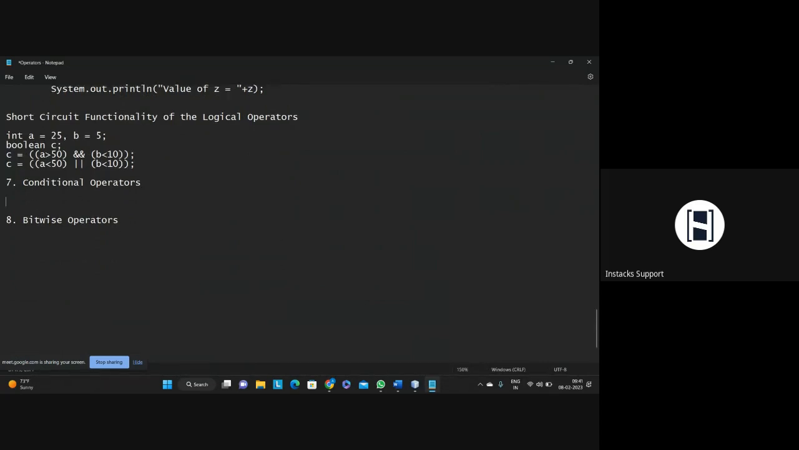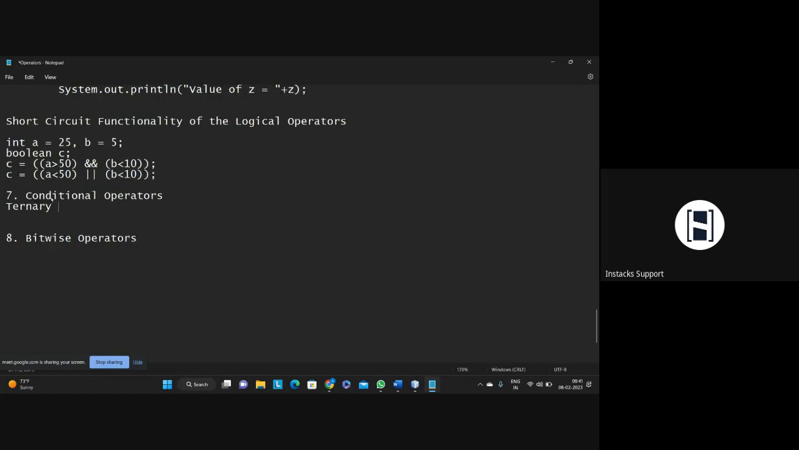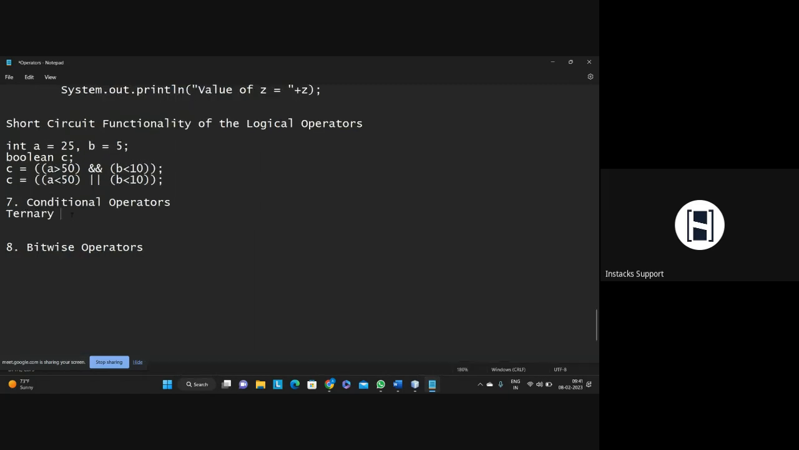So yes, coming to our conditional operator. The next operator we are going to be discussing is our conditional operator, also called the ternary operator. Another name or an alternate name for your conditional operator is ternary operator. The symbol we use for this operator is a question mark and a colon.